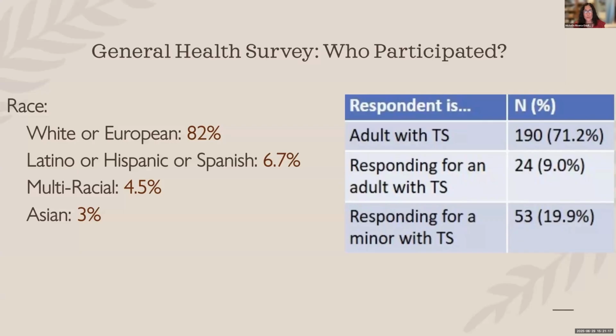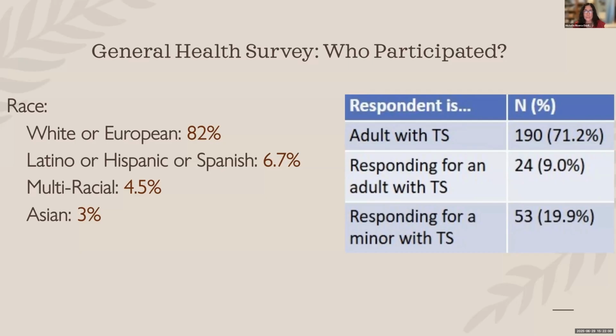82% of the respondents were white or European, 6.7% identified as Latino, Hispanic, or Spanish, 4.5% multiracial, 3% Asian. Other ethnic groups were represented at below 1%, which again highlights an area where we need to perform more outreach. This, unfortunately, is also what we see in our clinical practices, where the majority of the individuals that we see do not represent minority groups. Very few minority groups are represented in our clinics as well. So this is an area where we feel we need to improve our outreach as well.